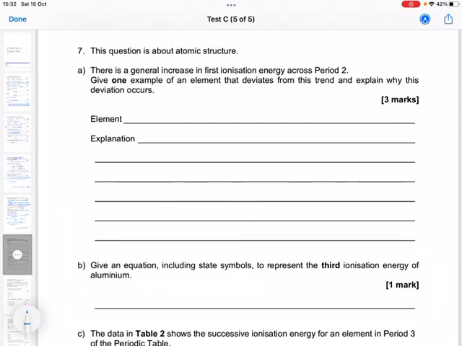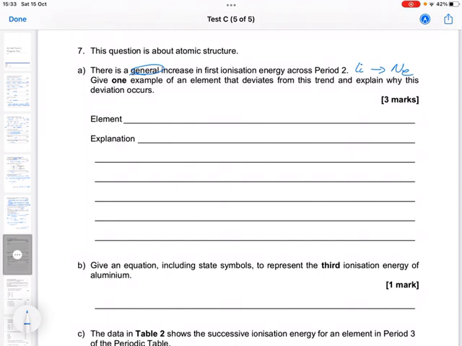This question is about atomic structure. There is a general increase in first ionisation energies across period 2, so that's lithium to neon. Give one example of an element that deviates from this trend. So these are the two little blips that we've got in there.